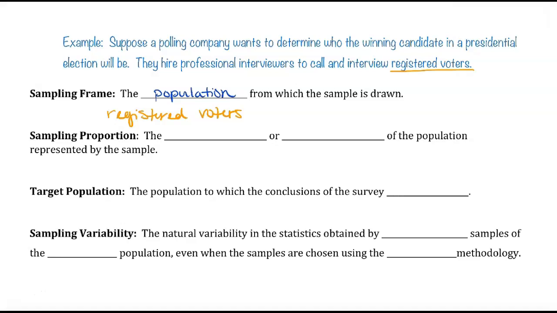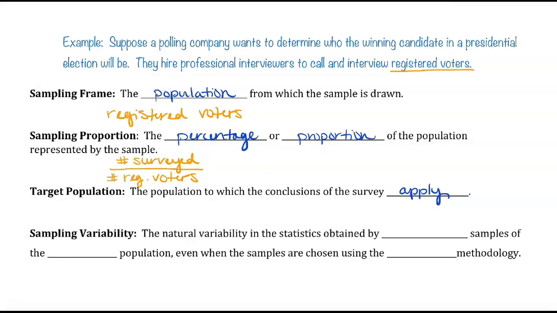Sampling proportion is the percentage or proportion of the population represented by the sample. That would be the number surveyed divided by the number of registered voters. The target population is a little different. That's the population to which the conclusions of the survey will apply. The results of this survey apply to all people that are going to vote, the candidates themselves, and many others.